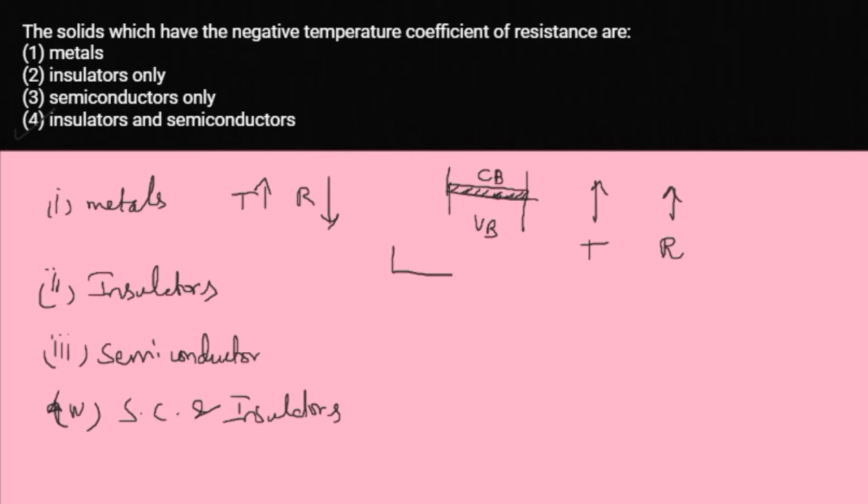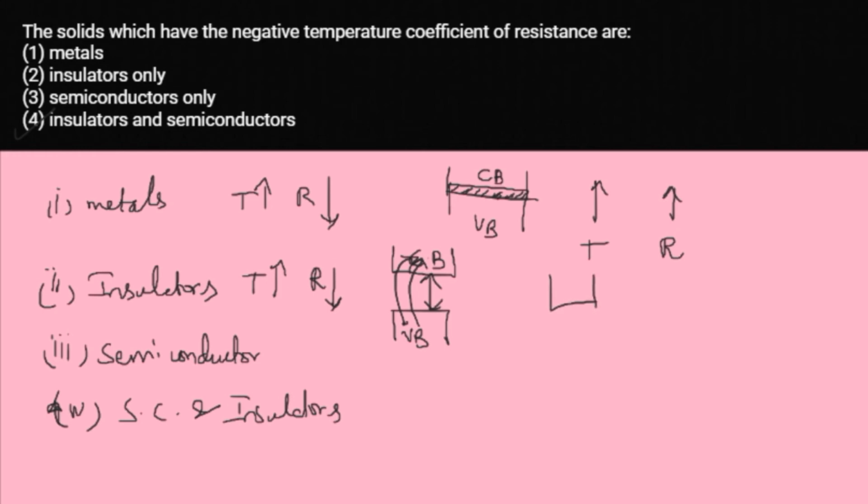But if you take an insulator, according to the band theory, between the conduction band and the valence band, the band gap is huge, very large. But if I keep on increasing the temperature beyond a certain value, what happens? Electrons in the valence band move to the conduction band, and thereby the conduction begins. When conduction begins, automatically the resistance starts decreasing. So in this case also, when temperature increases, the resistance decreases.